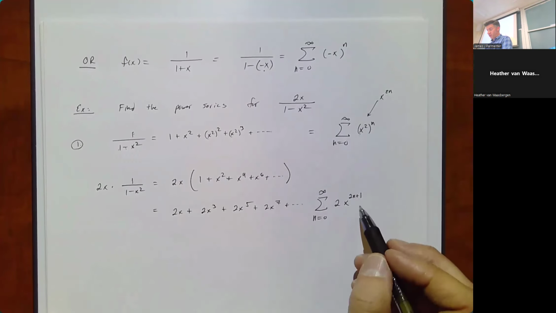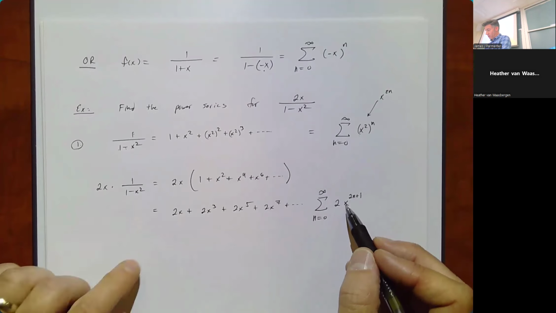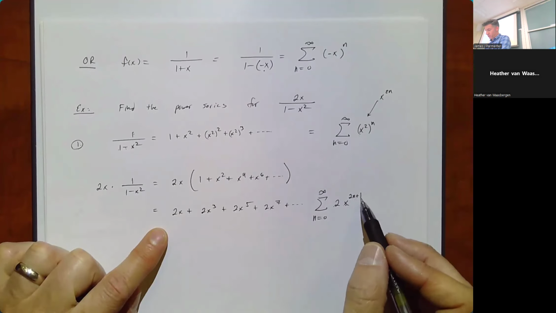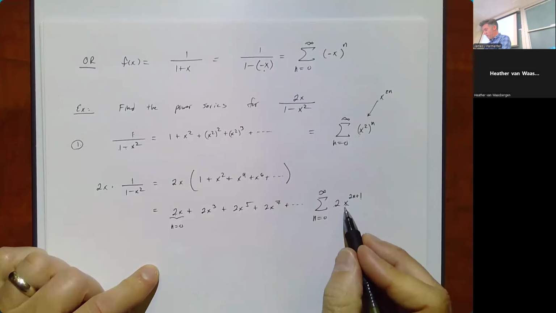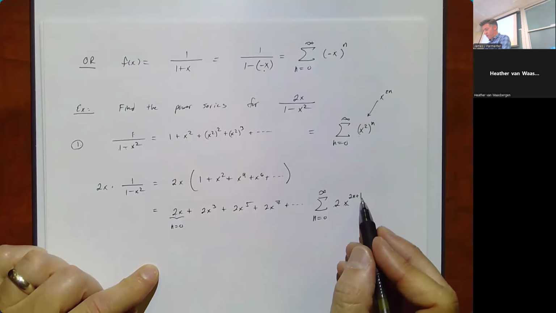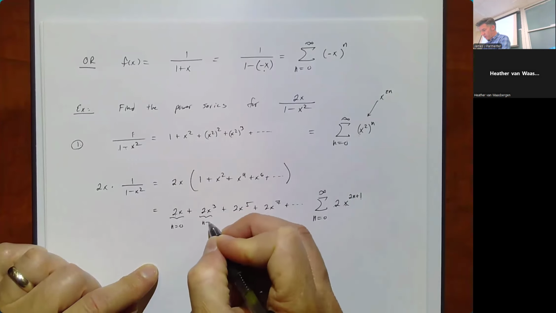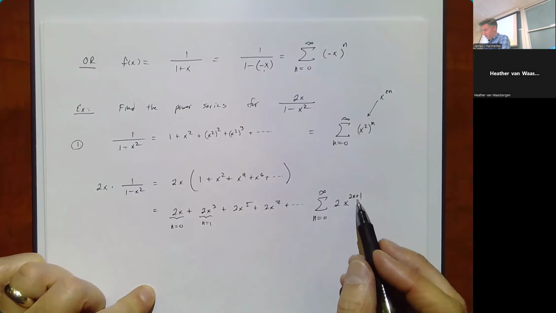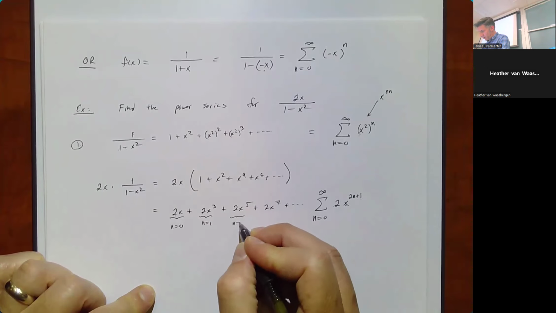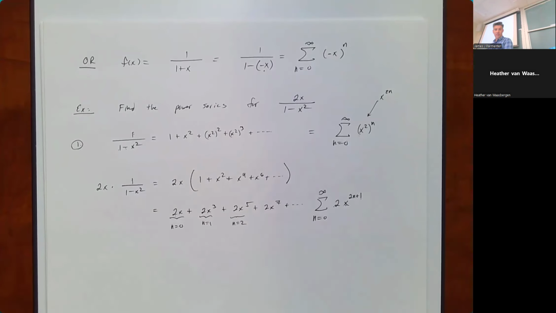And if you start writing out terms, it totally works. If n equals 0, you get 2 times x to the 0 plus 1, which is 2x. If n equals 1, you get 2 times x to the 2 plus 1, which is 3. Oh, right there, n equals 1. If n equals 2, 2 times 2 is 4, 4 plus 1 is 5, you get 2x to the 5th, which is exactly that term there, and so on and so on and so on.